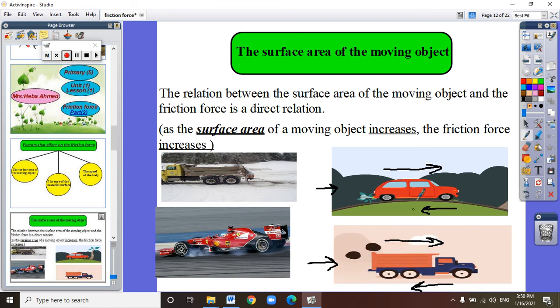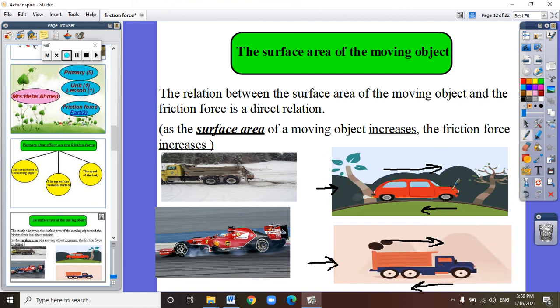Okay, so we have here two cars. This car has a small surface area and this car has a large surface area because this car is bigger than this car. They are moving at the same speed and both of them will stop. Which one will take a large friction force to stop? The small car which has a small surface area or the lorry which has a big surface area?